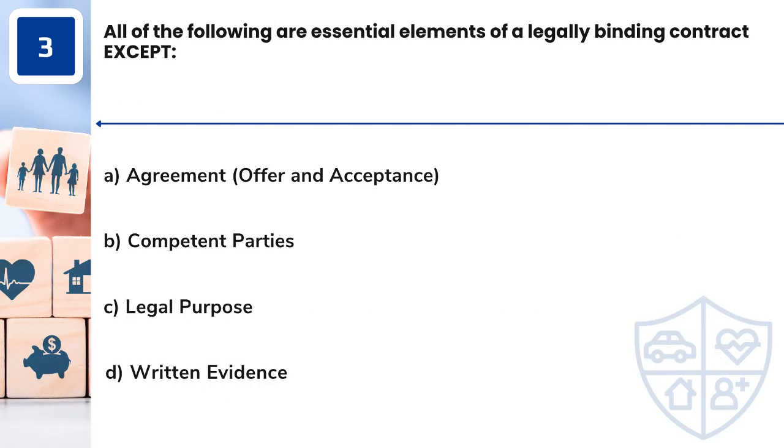Question 3. All of the following are essential elements of a legally binding contract except A. Agreement, offer and acceptance. B. Competent parties. C. Legal purpose. D. Written evidence.